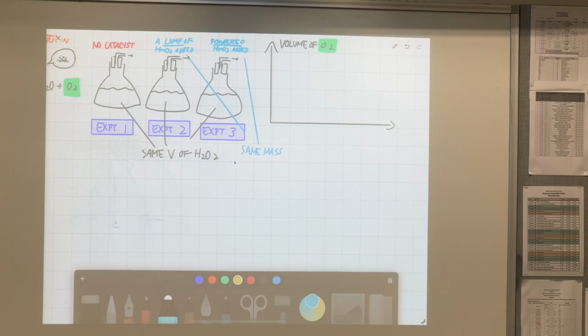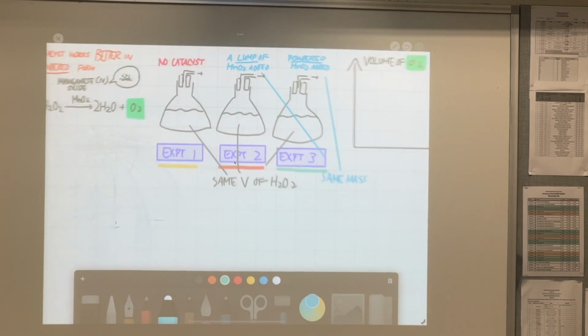So let me use a different color pen. Yellow pen for experiment 1. You can use different types of line, dotted line or solid line, things like that. Which one, do they end up at the same point or different points first? Same point. Same point, why is that?